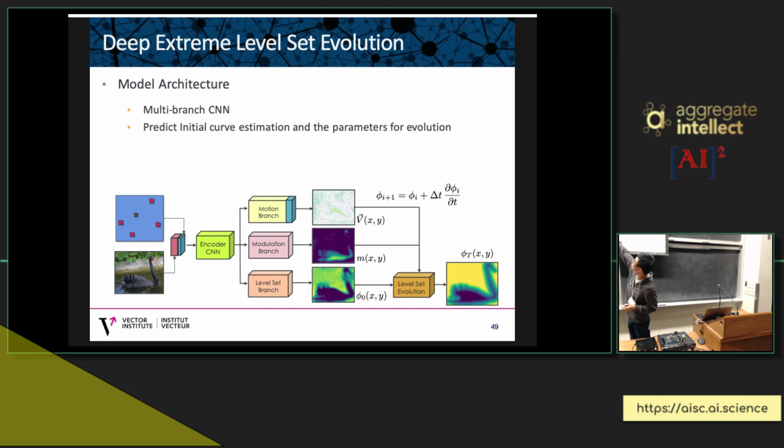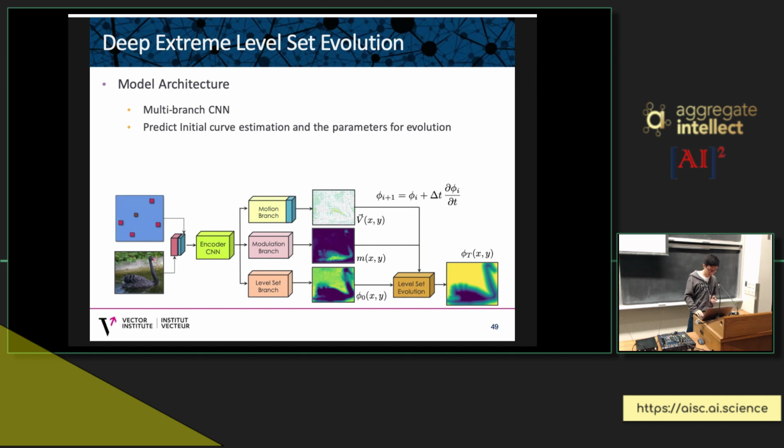The other two branches: the motion branch just predicts the motion field that tells, if the curve lies here, where should it move? So this is the motion term. And the modulation branch is part of the curvature term. That is to selectively penalize the curve. It is automatically learned by the network. So given the input, we encode it to some latent features, and we have three branches. One branch is the initial curve estimation, and two branches are the parameters we use to evolve a level set, right? Then we put them together. We evolve the initial curve with the predicted parameters, and we can get a final result.